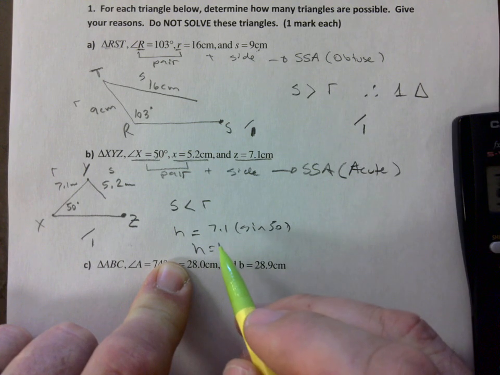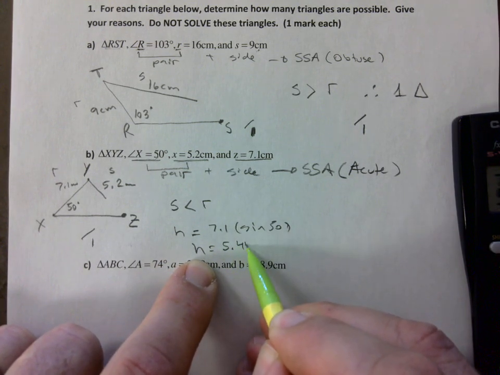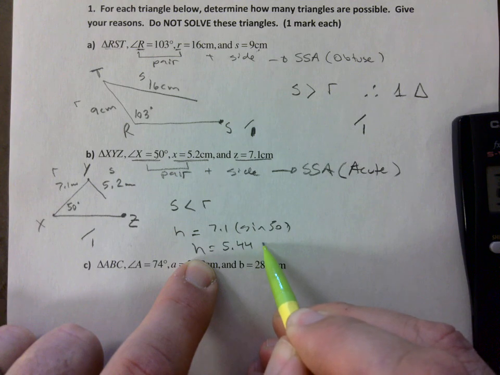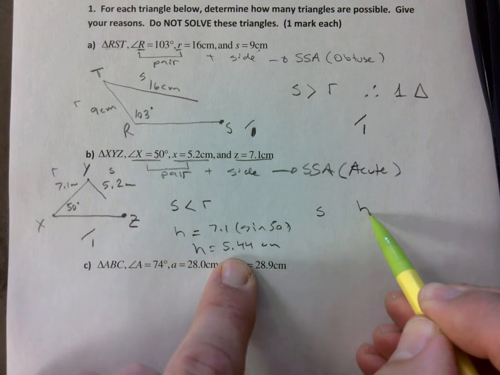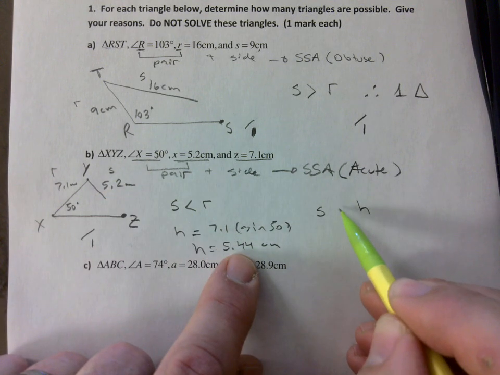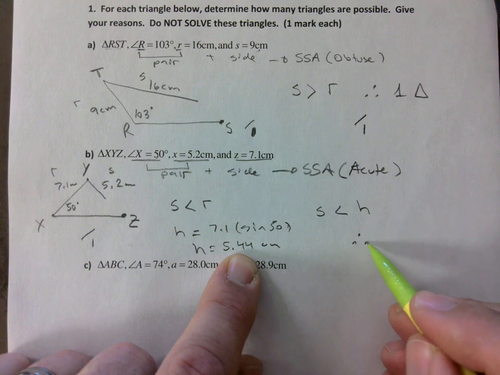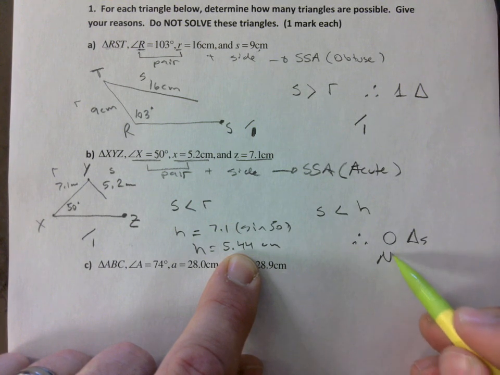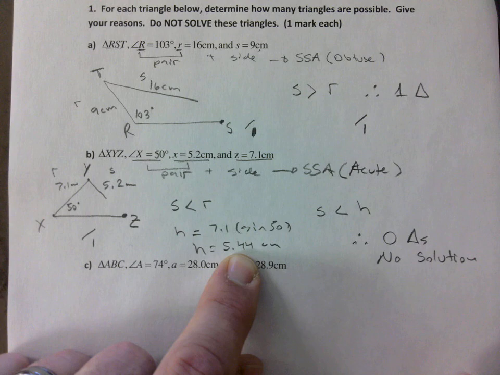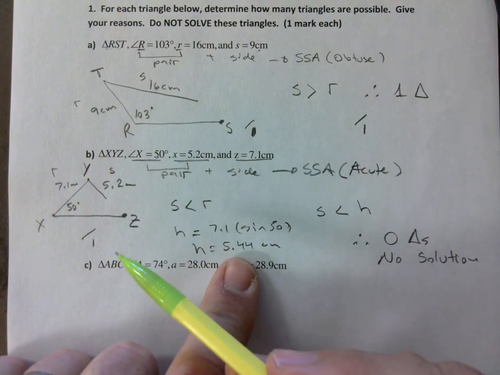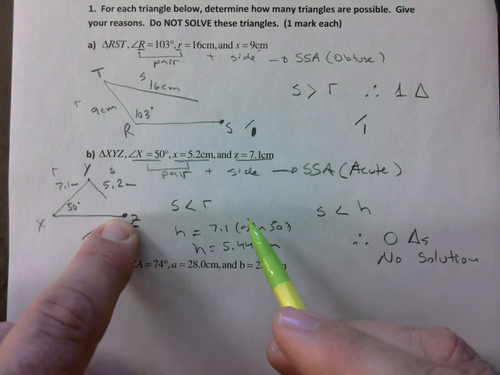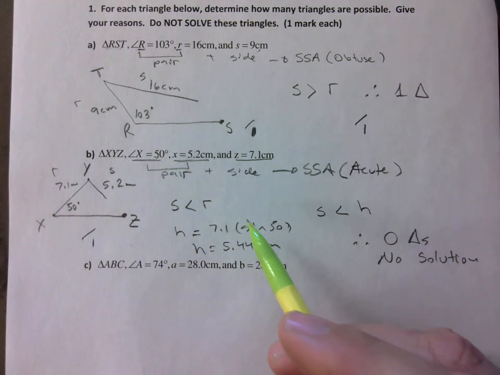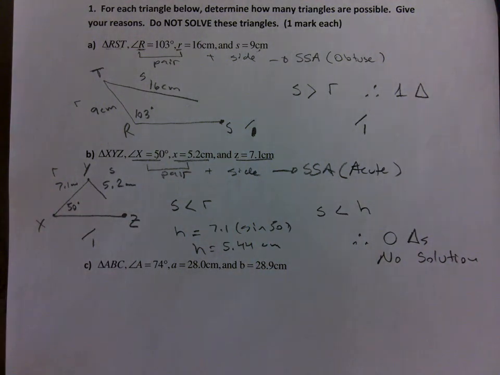This is 5.44. Okay, 5.44 centimeters. So now you ask, between the string and the height, I notice that my string is shorter than the height. Therefore, 0 triangles, or you can say no solution. Either one is fine. If you were to attempt to solve this one, you would get a math error almost right away. If you have this side, you can solve for angle Z, and you would get a math error. That's another indicator that it's not possible, okay?